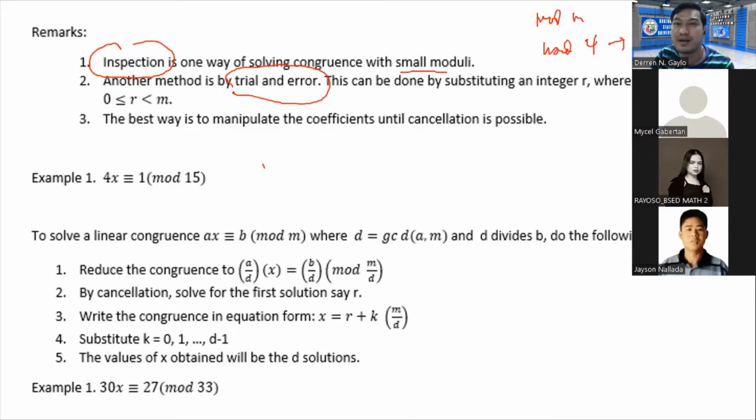So meaning, your r is possible to be 0, 1, 2, 3. It is not yet 4, as we did earlier, as discussed in the last meeting. If it is modulo 4, your remainder comes from 0, 1, 2, 3. There should be no 4. Right. And then the best way is to manipulate the coefficients until cancellation is possible.